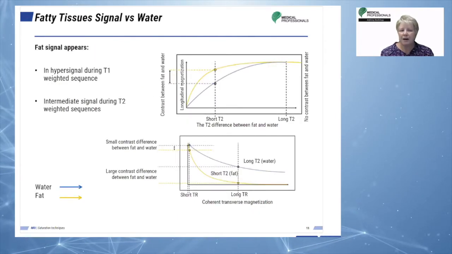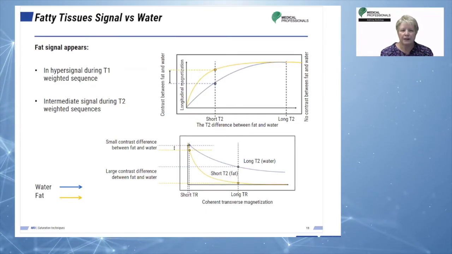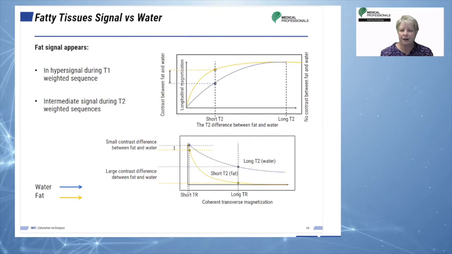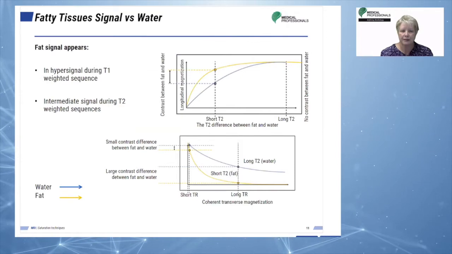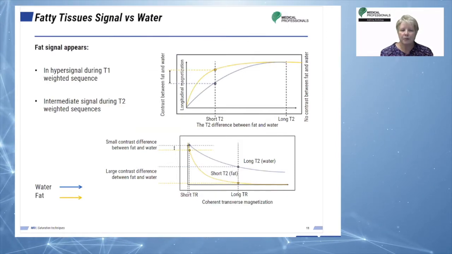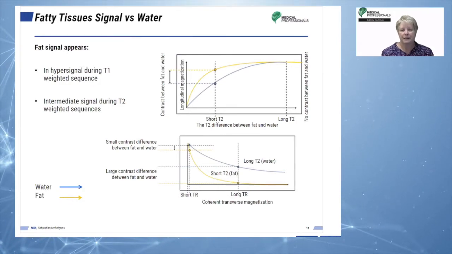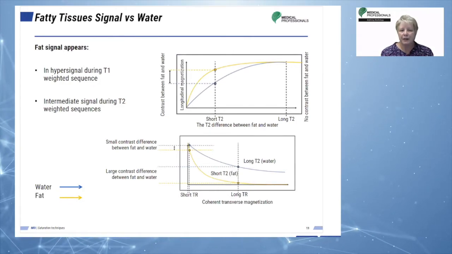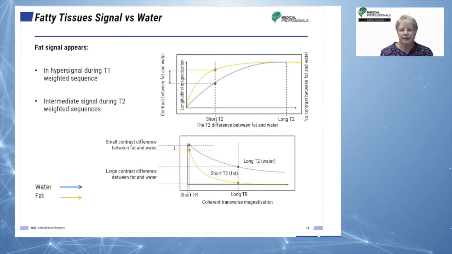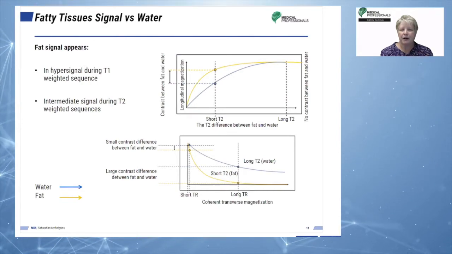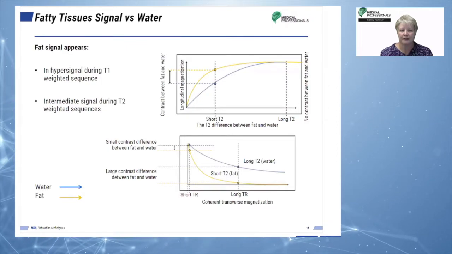So what does all of that mean when it comes to the appearance of tissue on the MRI image? On this slide, we can see the difference in contrast between fat and water in both T1 and T2 sequences. This means that fat will appear to have hypersignal or be bright on T1 weighted sequences and will have an intermediate or a gray appearance on T2 weighted images. This is because of the differences between the contrasts of the fat and the water, as it is shown here on the graphs.